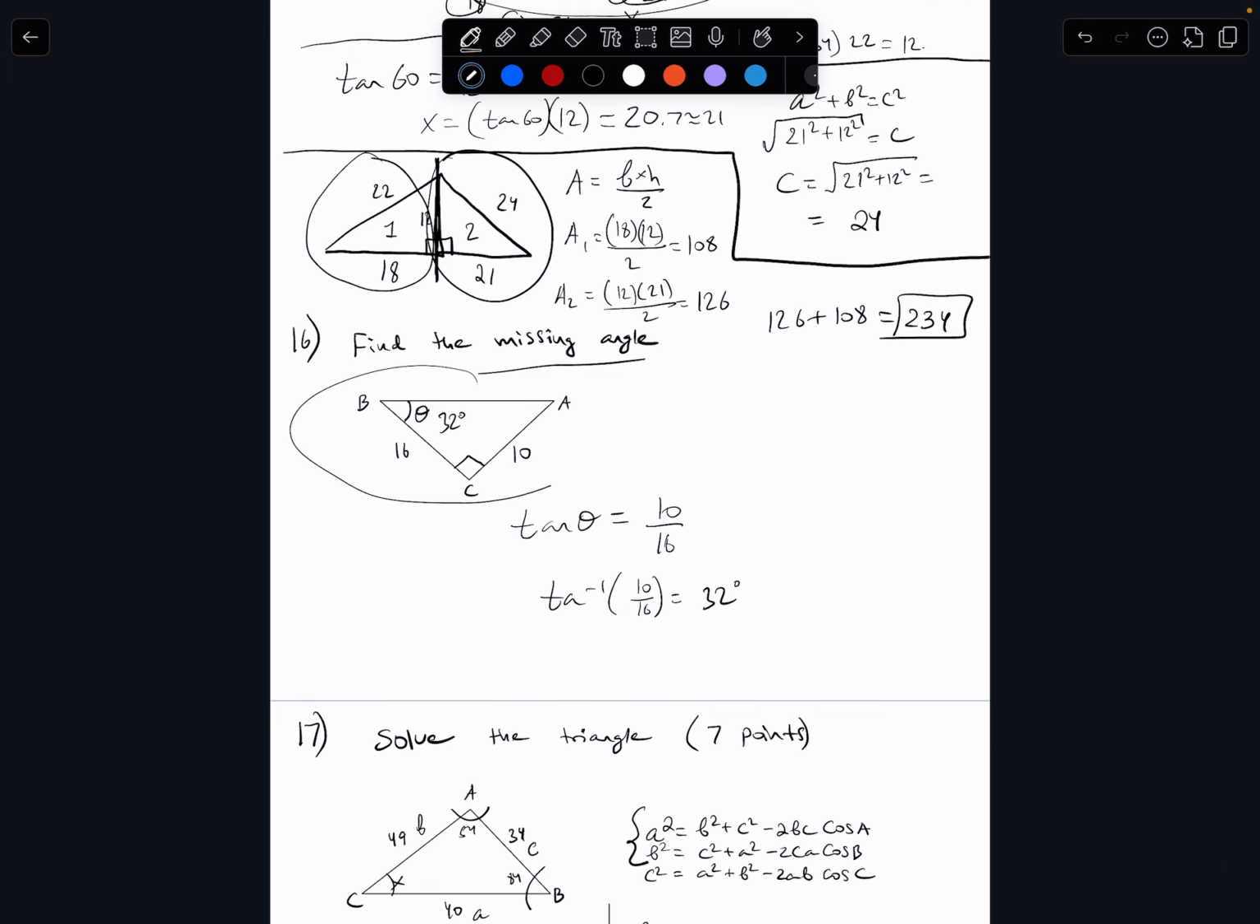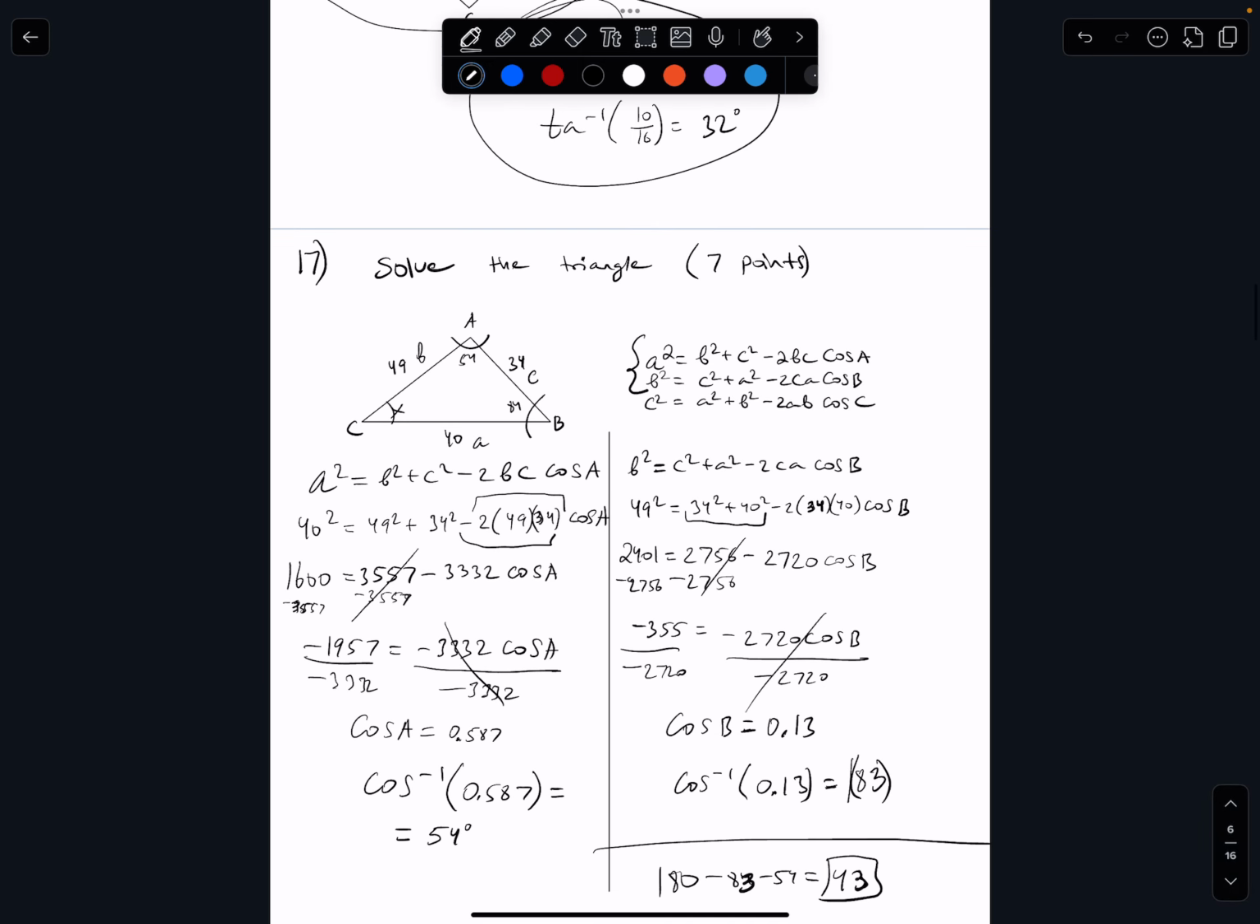For 16, we have something similar. Find the missing angle. In order to find a missing angle, you'll use the inverse. So you just have to know your SOHCAHTOA, what all that stands for. And again, we did this for the better part of 2 months.